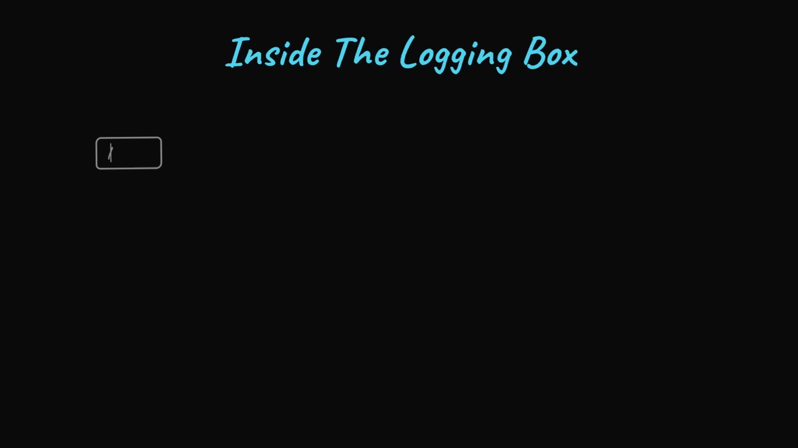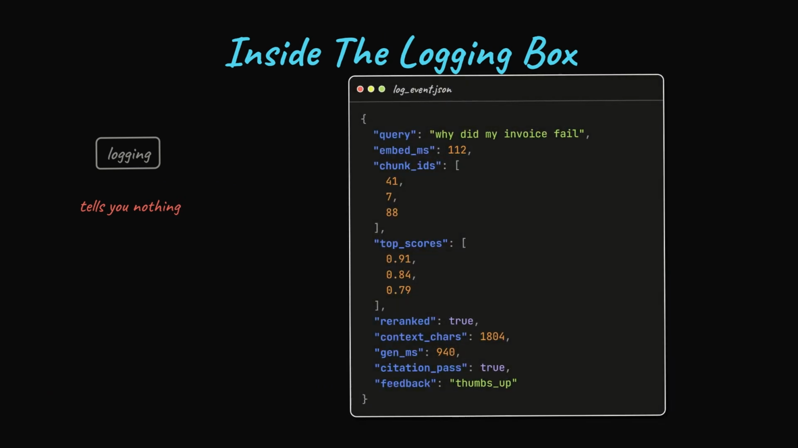Second thing, I go back to the logging box and get specific about what's inside it. Right now it just says logging, which tells you nothing. I open it up and list out the real fields: the query text, how long embedding took, which chunk IDs got pulled, their similarity scores, whether re-ranking kicked in, how long the final context ended up, generation time, whether the citation check passed, and the user's feedback if they gave any.